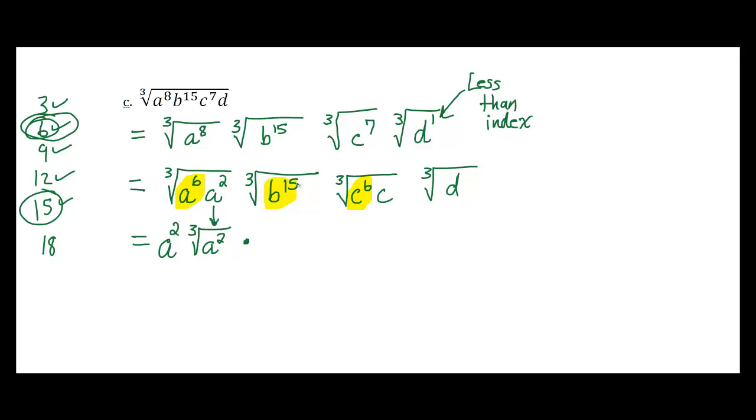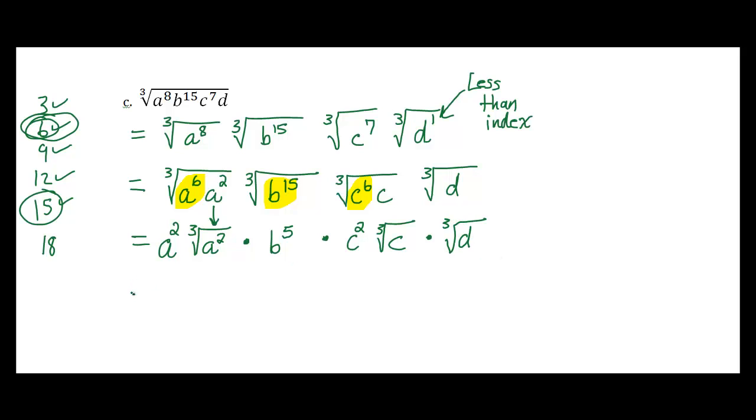The cube root of b to the 15th, 3 goes into 15 5 times. So I get b to the 5th. 3 goes into 6 2 times. So I get a c squared times the cube root of c. And then this is already simplified completely. I get the cube root of d.